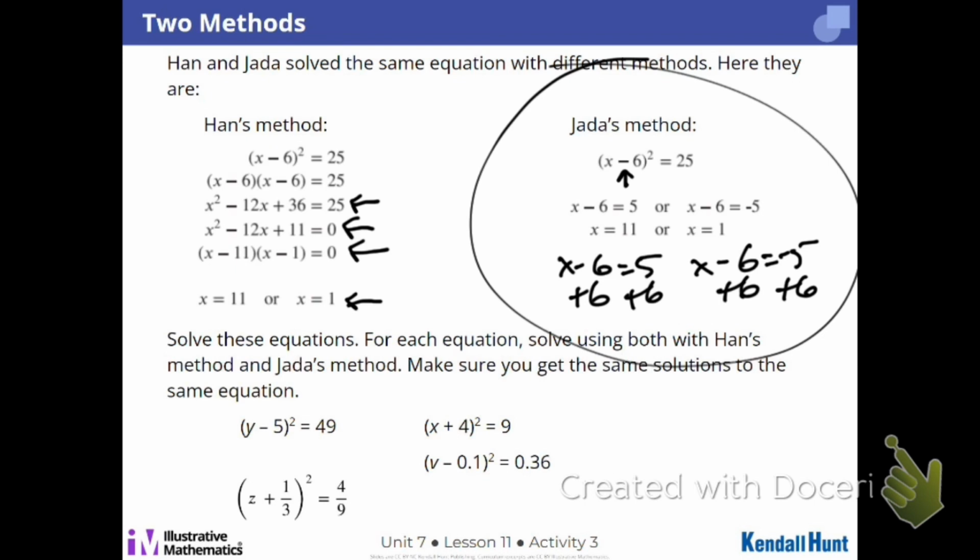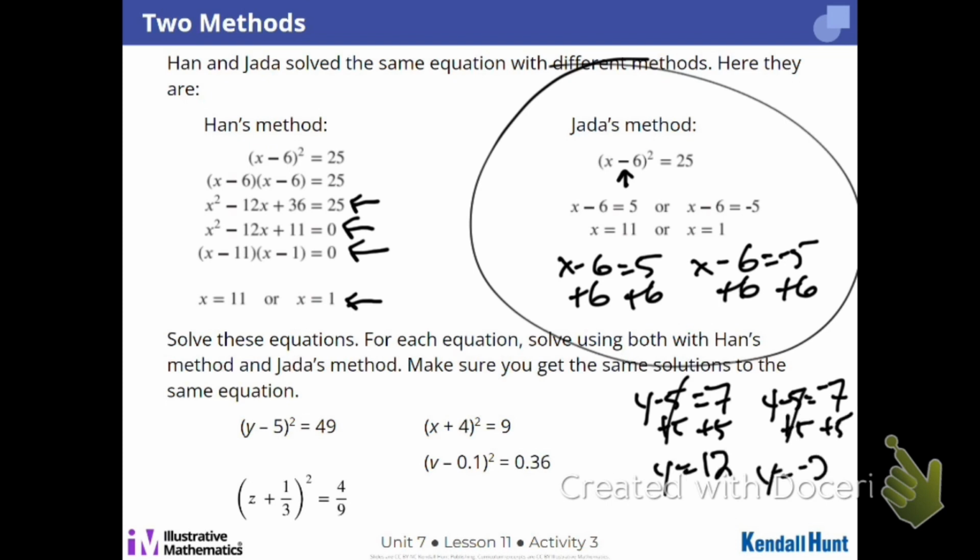All right, Grant. What can y minus 5 equal? It can either equal 7 or negative 7. Because if I square those, I'm at my 49. Everybody see how I got these? Yeah. Okay, so that means y equals 12 and negative 2. Now always go check it.